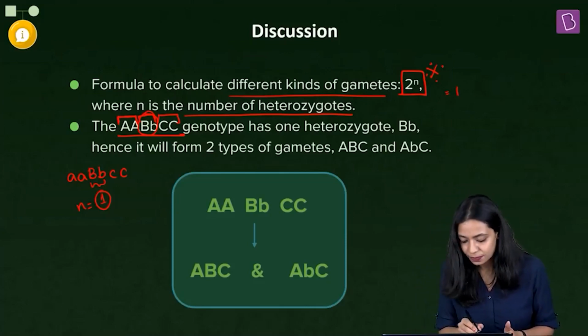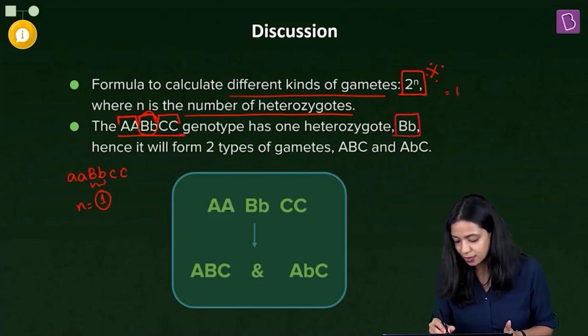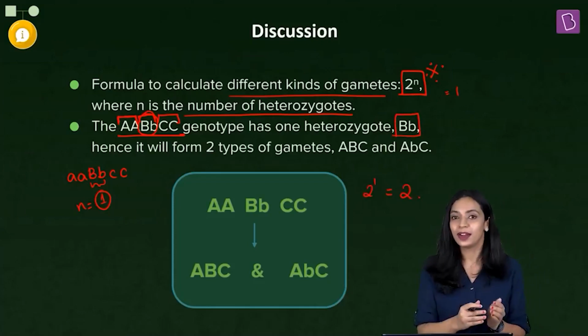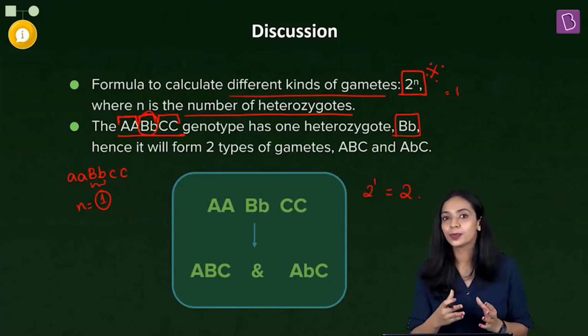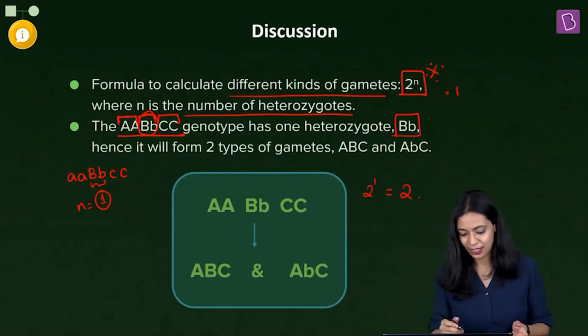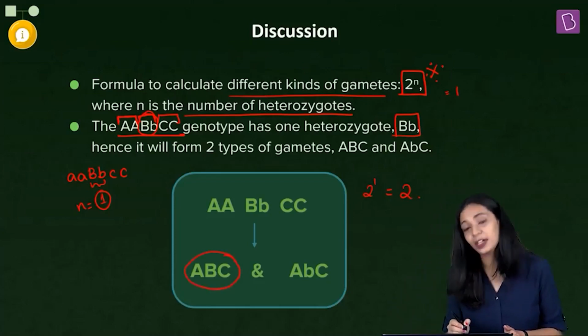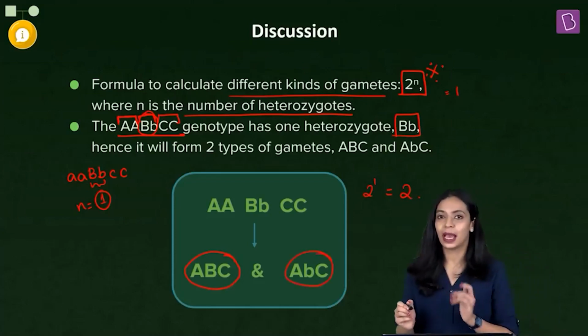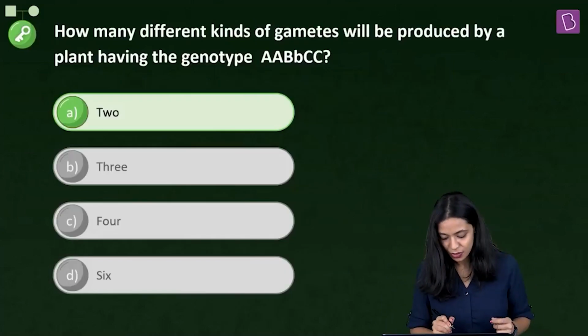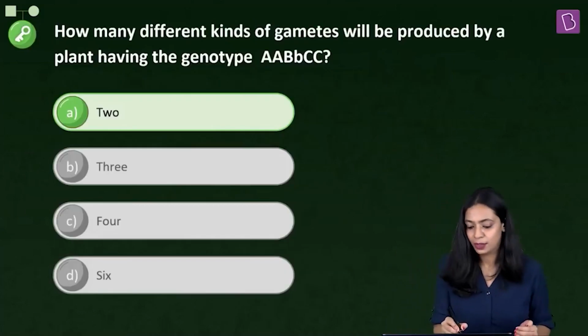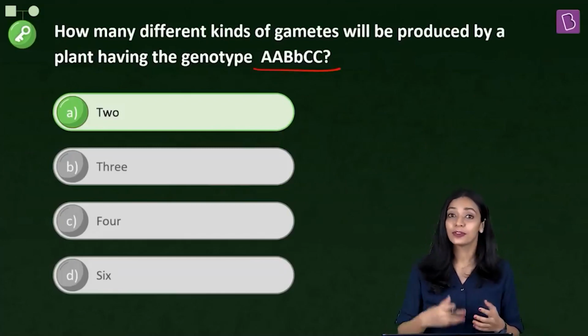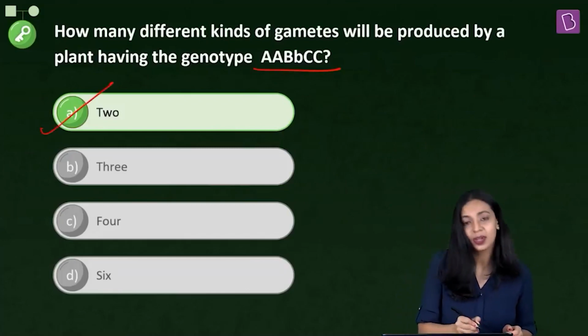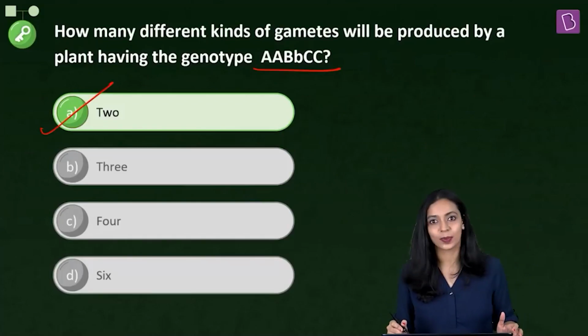Okay, so it has one heterozygote, capital B, small b. So 2 to the power of 1 will be 2 itself, right? So this kind of plant that has this particular genotype will be able to produce 2 different types of gametes. One will carry capital A, capital B, capital C alleles, and the other one will carry capital A, small b and capital C as the alleles. Okay, so if in a plant you have this particular genotype, then the number of types of gametes that are produced will be 2. Therefore, the correct answer to this question is option A.